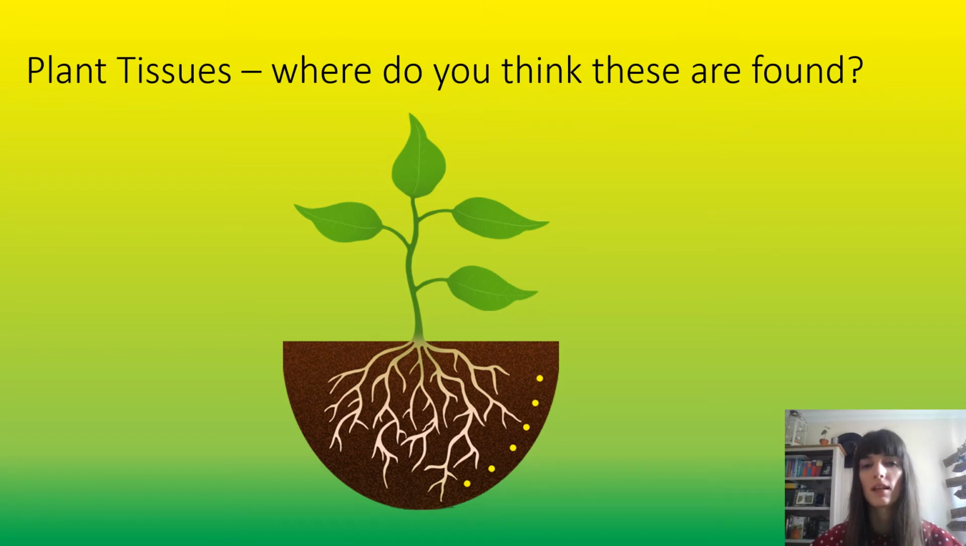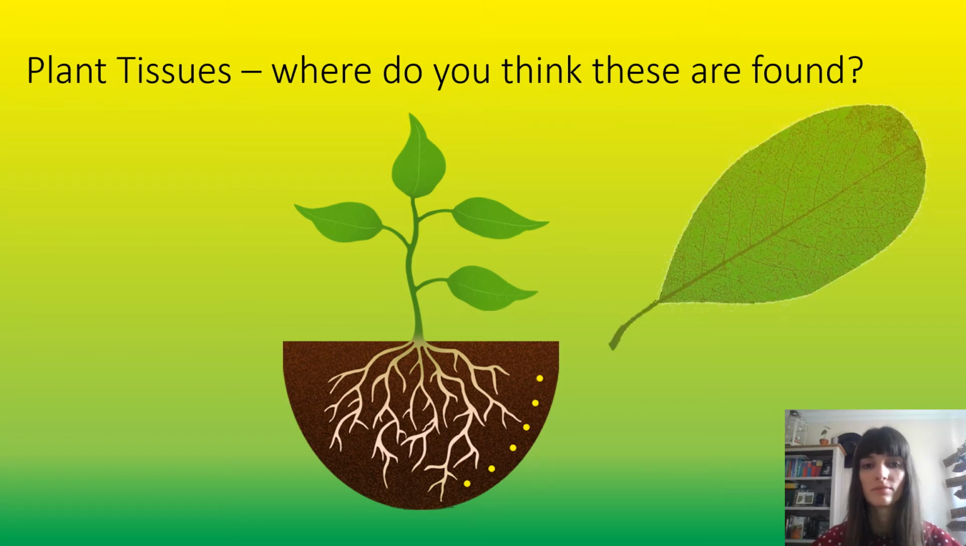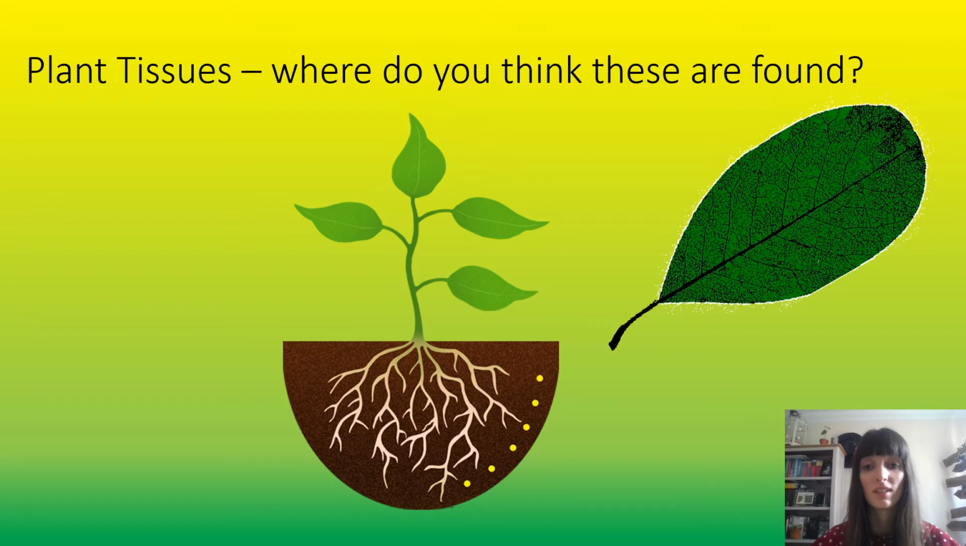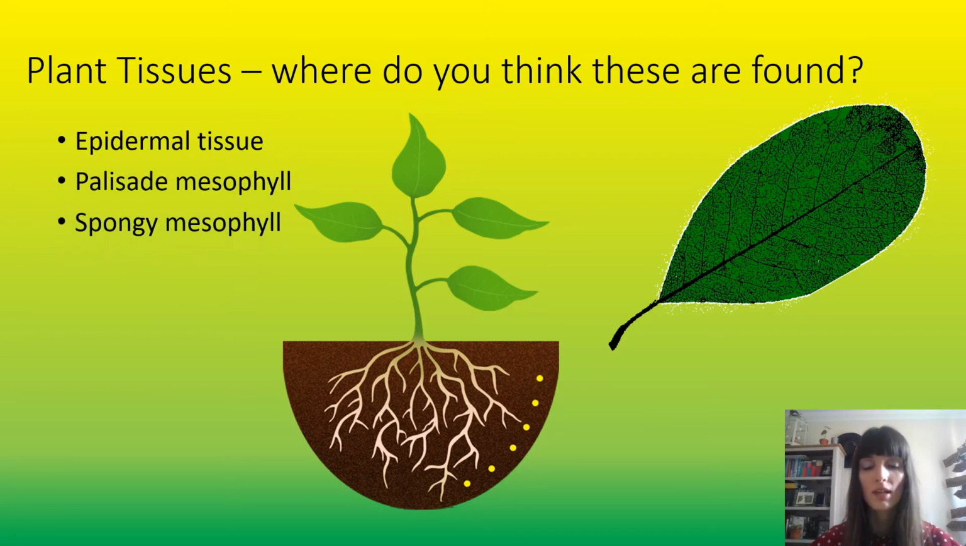Where do you think plant tissues are found? They're found in the leaf, in the roots, the shoots. And in the leaf we have the epidermal tissue, the Palisade Mesophyll, the Spongy Mesophyll, the Xylem, and the phloem. Now there's some really big words there, so don't worry too much because I'm going to explain what they all do in a second.